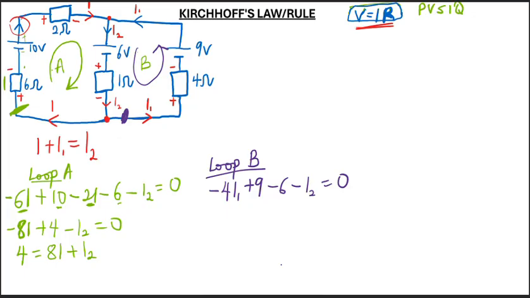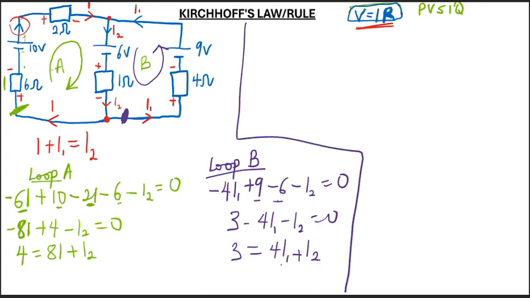Now let's add up our answers. So we have 9 minus 6, we have 3, minus 4I1 minus I2 giving you 0. Pushing all this to the other side, I have 3 equals 4I1 plus I2. Now you have the different equations. You are done with that. Now to solve simultaneously.